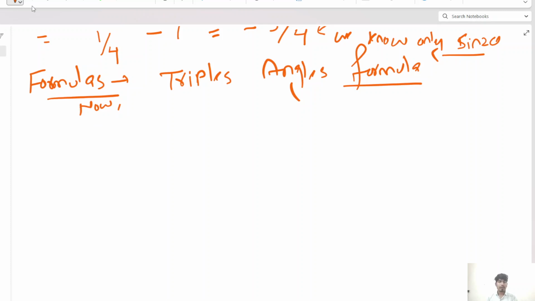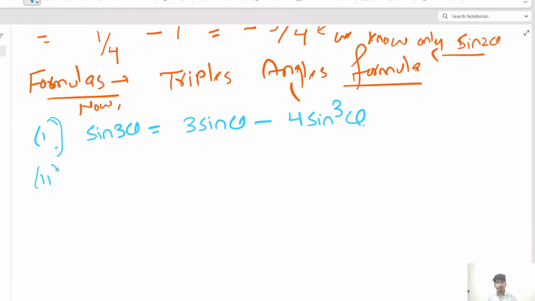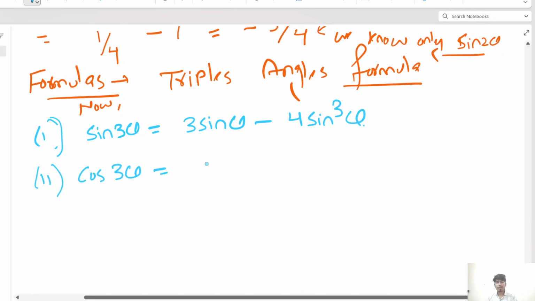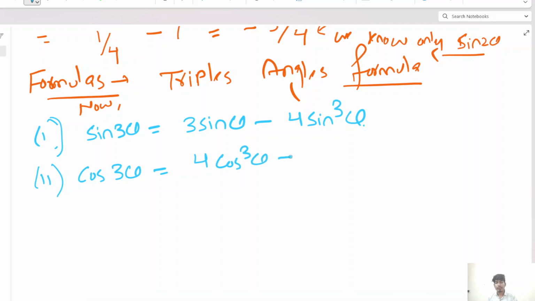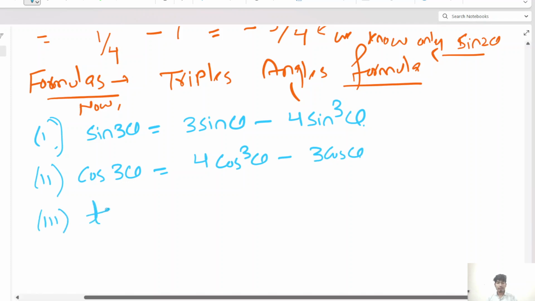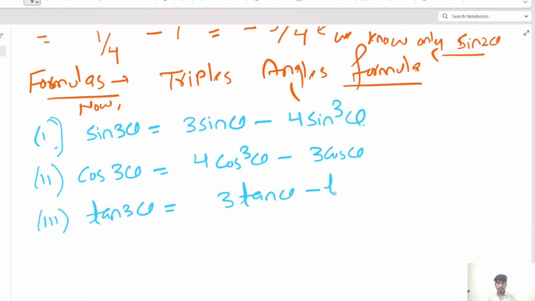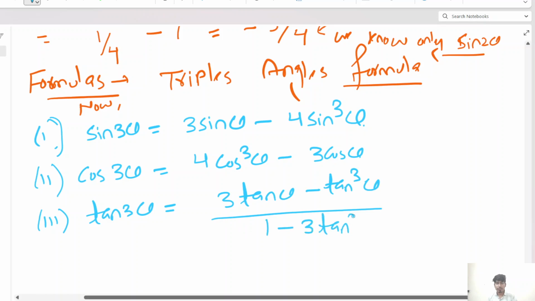So what is our first formula? Sin 3 theta is 3 sin theta minus 4 sin cube theta. Then our next is cos 3 theta, which is 4 cos cube theta minus 3 cos theta. And one more is tan 3 theta, which is 3 tan theta minus tan cube theta upon 1 minus 3 tan square theta. This is our formula.